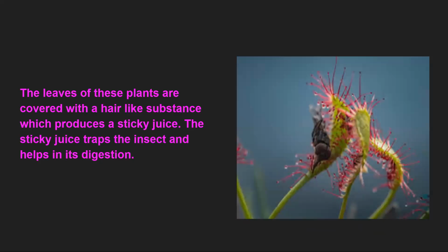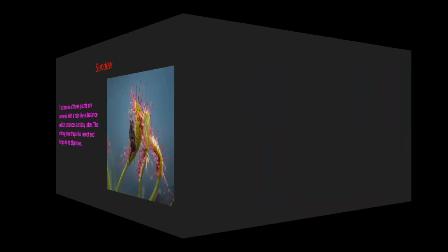So let's see, look here. This is the image of this plant. The sticky juice you can see on the top here, small hairs are there, and a small animal or insect is sitting. So what is the name? The name is sundew. This is the sundew plant, which is an insectivorous plant. So now come to the next one.